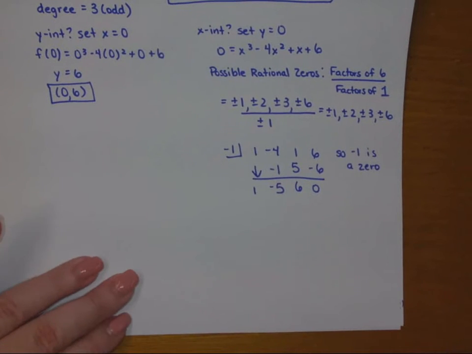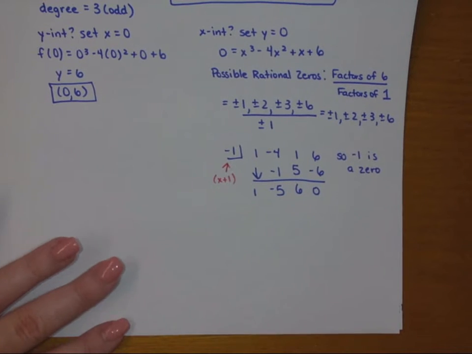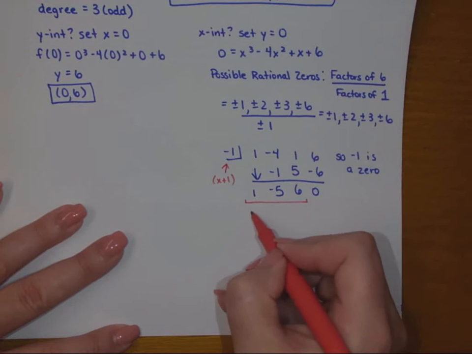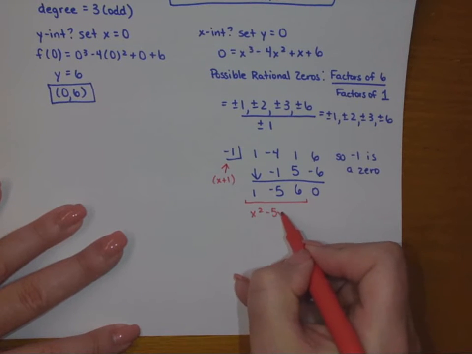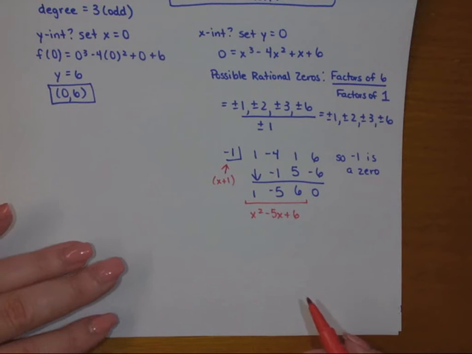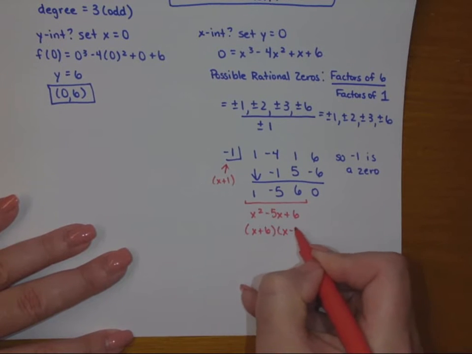By the way, just before we move on, remember that this actually represents x plus 1 because we changed the sign. But the point is we get something left over, so we get x squared minus 5x plus 6. And then I think we could factor this further. This would be x plus 6, and this would be x minus 1.